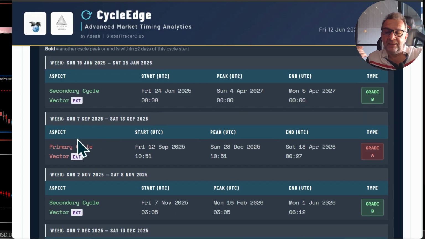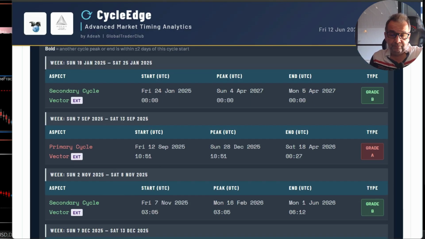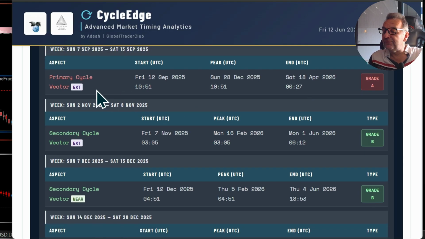So I've also divided these up, as you can see, grade A, grade B. So EXT, or near or extensions, you don't really need to worry about those, but the type is important. So these days are going to be important. And if it's, for example, a primary cycle, then I'd want to keep an eye out for it. So when is it going to start? 12th of September. When is it going to peak out? 26th or 28th of December, right? So these days I want to look into it.